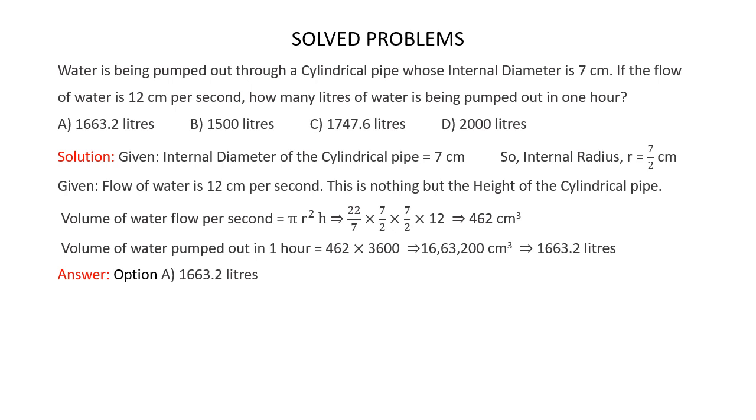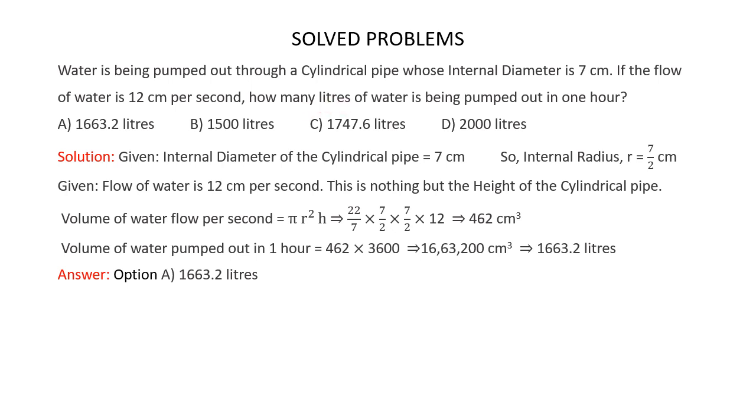But here we have been asked to find out the volume of water being pumped out in 1 hour. So in 1 second, the volume of water being pumped out is 462 centimeter cubed. So in 1 hour, that is 3600 seconds, the volume of water being pumped out would be 462 multiplied by 3600, which is 16 lakhs 63,200 centimeters cubed. But we have been asked to find the answer in liters.